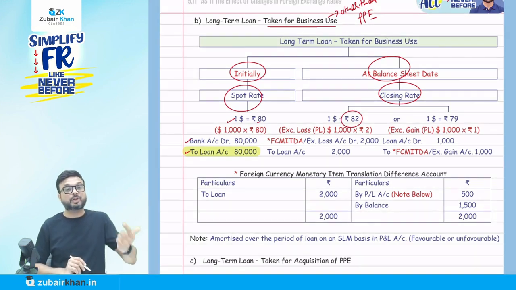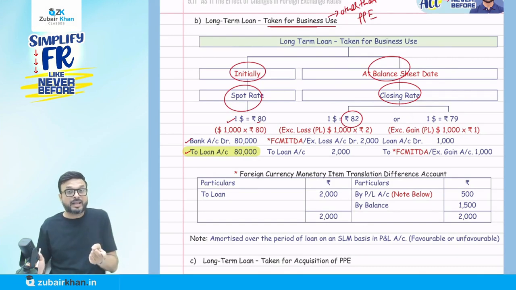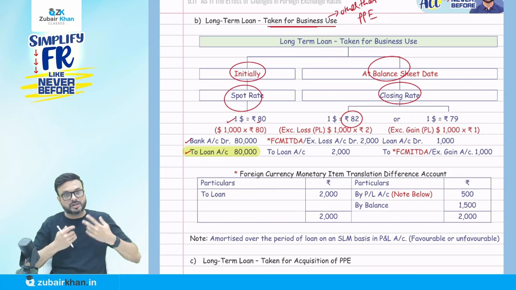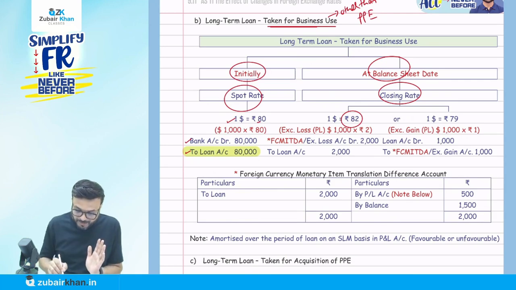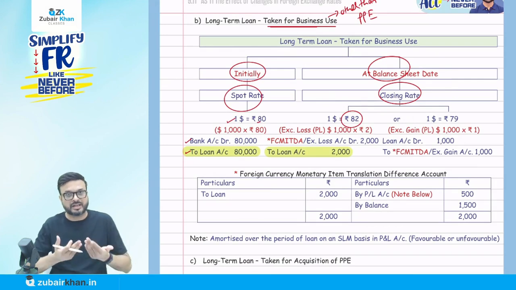Now, initially when I took a loan, $1 was equal to 80. I was liable to pay 80. Now I am liable to pay 82 on the balance sheet, so I have a loss of 2,000. An increase in liability, I will credit to my loan account, that much additional amount I am liable to pay. Okay, an increase in liability should be credited.